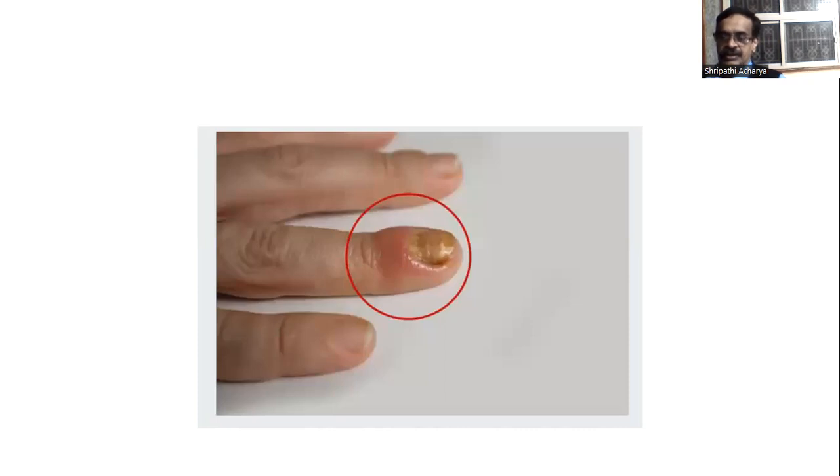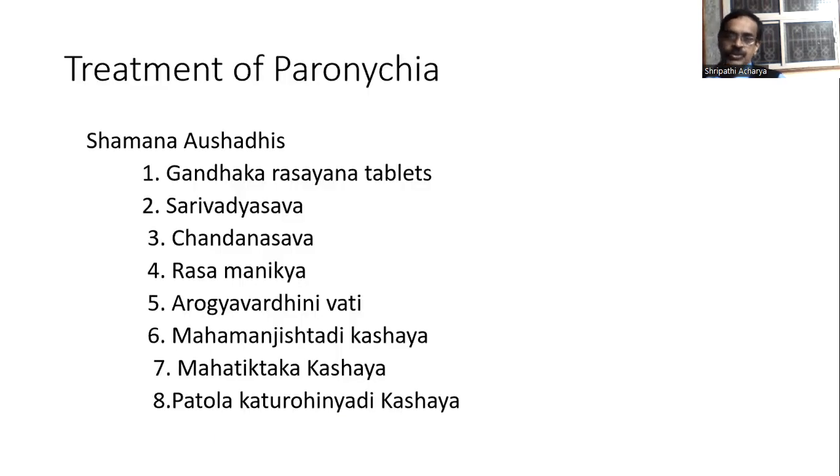There is another patient with paronychia. In the second finger, the nail bed is infected. Nail color is also changed. The patient will suffer from pain in the nails. The patient of paronychia. Now coming to treatment.